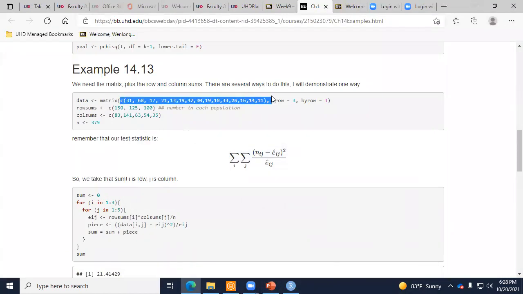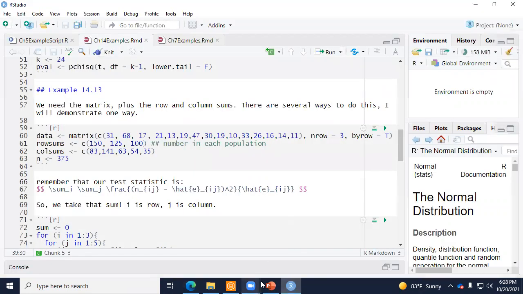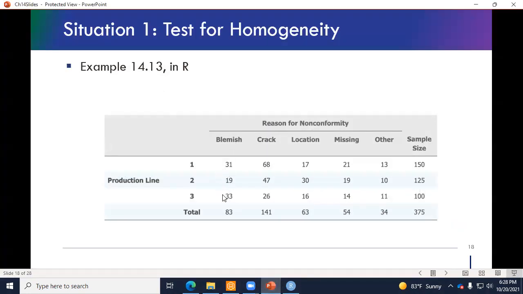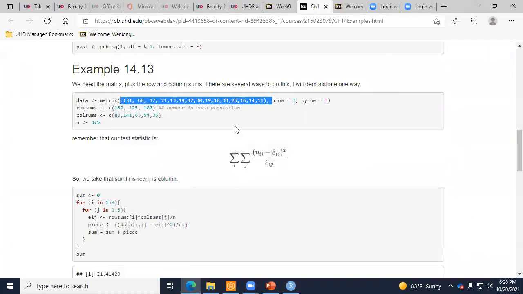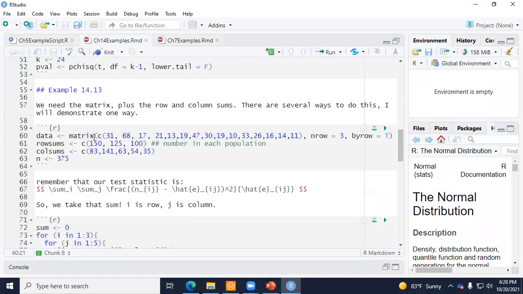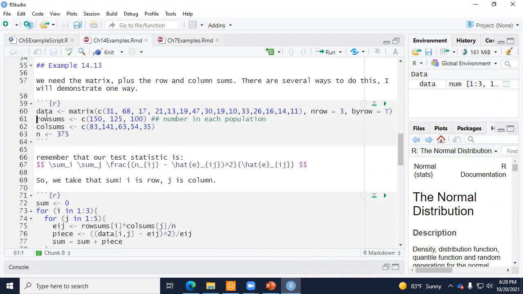So I just put this matrix, this 3x5 matrix, all of this in R. I make a matrix like this, I put all the numbers and gave it the number of rows. I have 3 rows. Anyway, that's just in case you are not familiar with this. So I have the data.